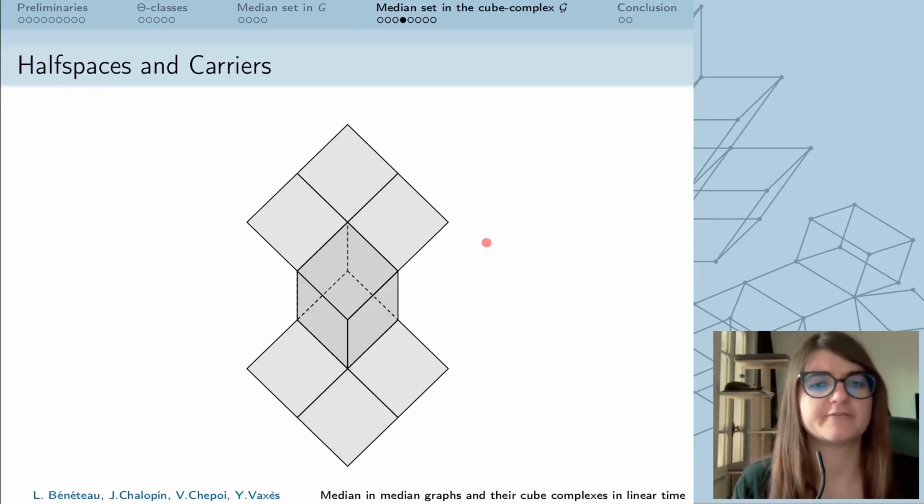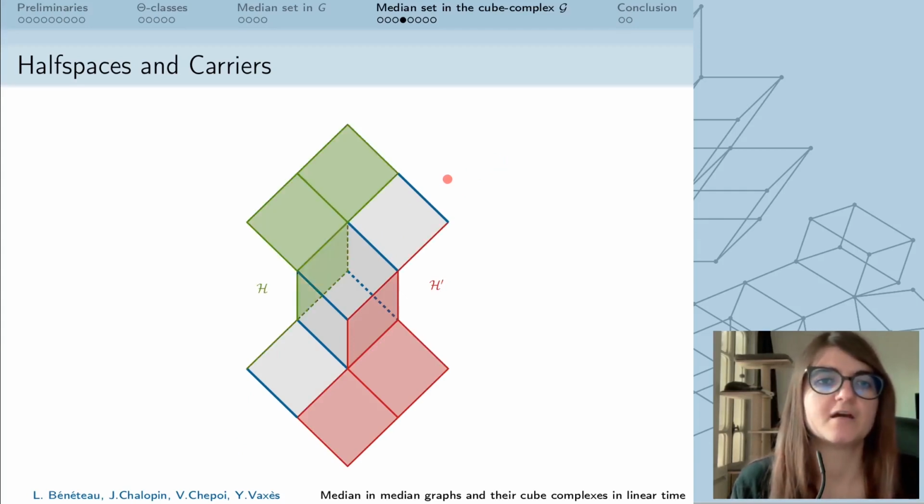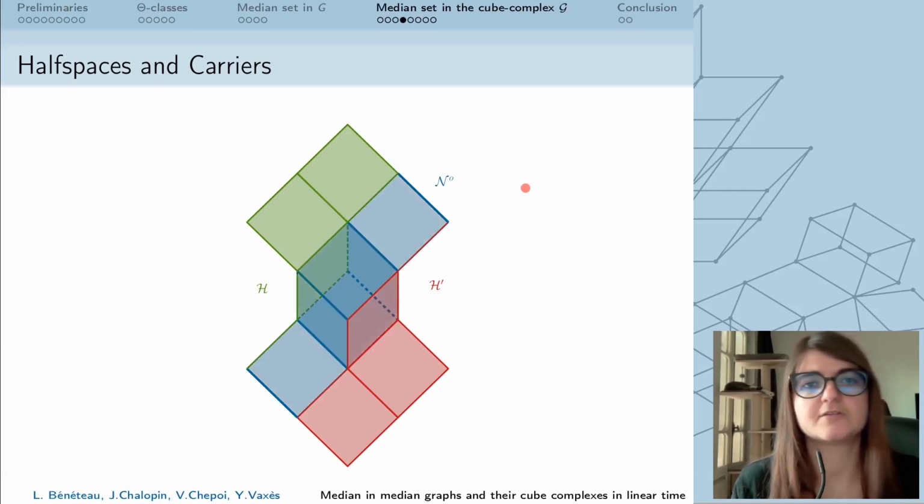Okay, so to do it, we'll need some definitions. So we'll define the half spaces and the carrier. For each theta class, we can define the geometric half spaces, which are equivalent to the half spaces in the median graph, which can be defined by analogy. And what lies in the middle will be called the carrier.